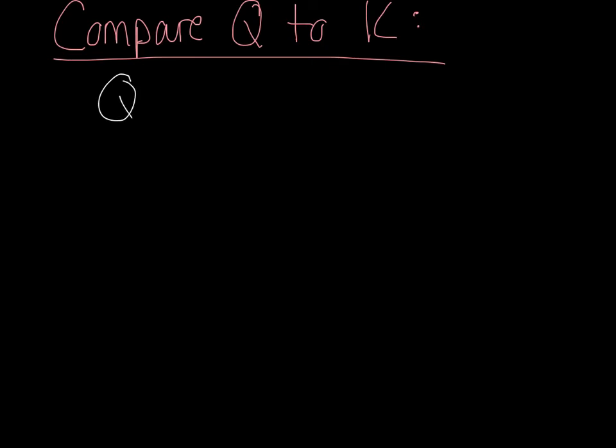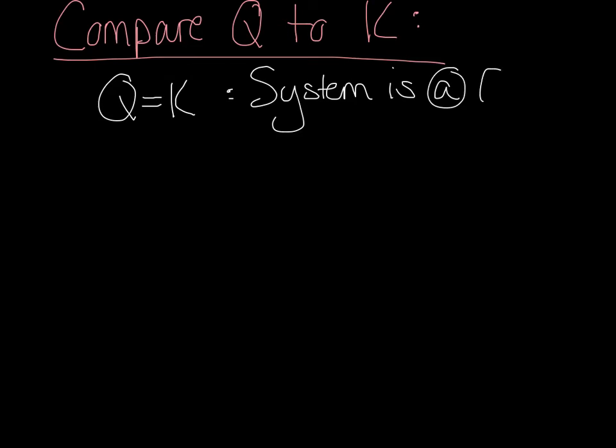If Q is equal to K, the system is at equilibrium. Everybody's happy and dandy, which makes sense. I said we don't use Q to do any direct analysis, but we use Q as a comparison to K. So if K and Q are the same, then the system is at equilibrium.